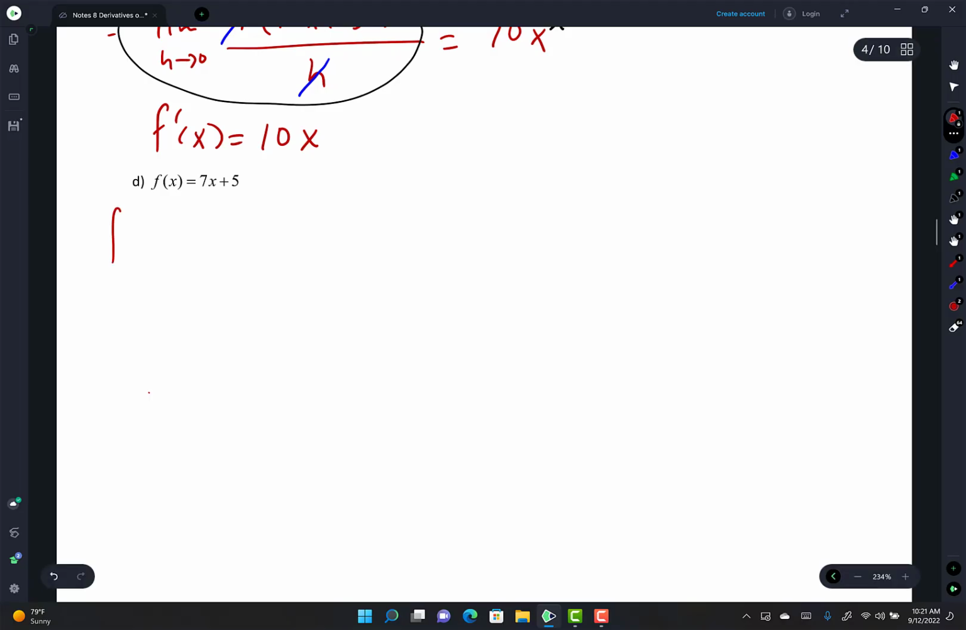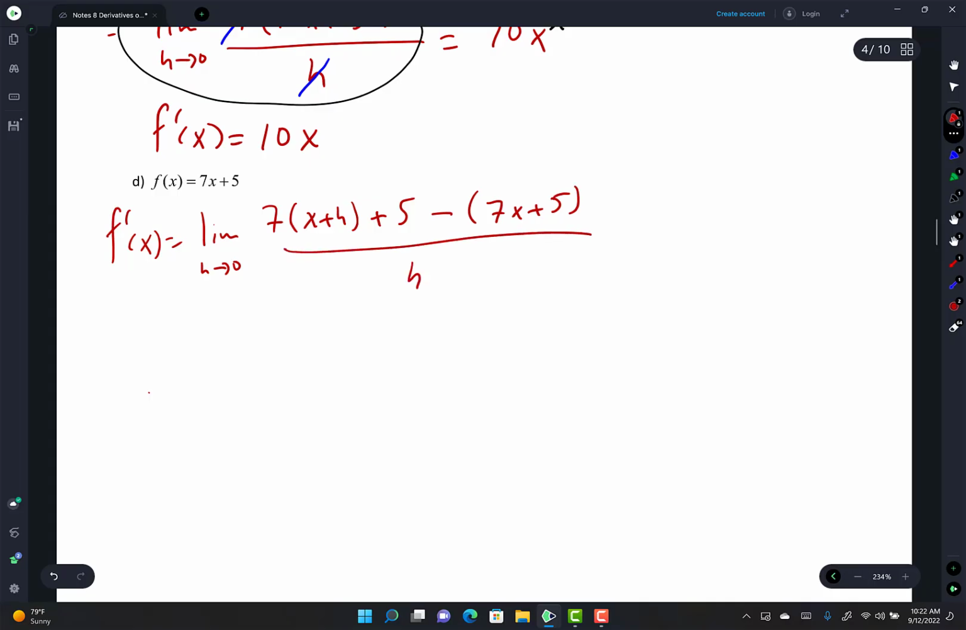Now let's just look at it, guys, to see how, just so we can get experience with it. Here we go. F prime of x equals limit as h approaches 0, 7 parenthesis x plus h, close it, plus 5 minus parentheses 7x plus 5, close it, all over h. I'll slow down.